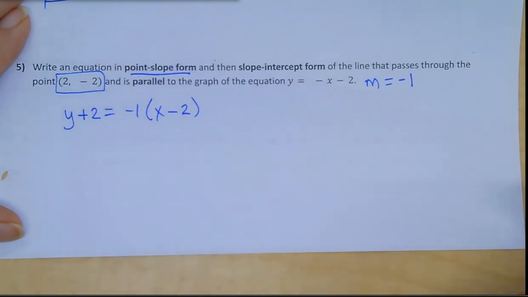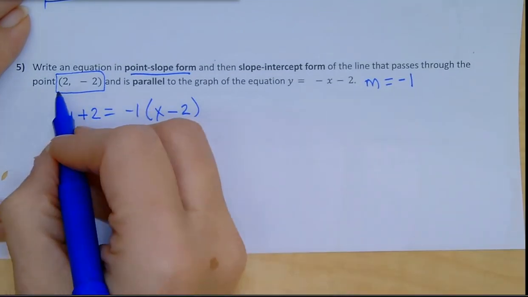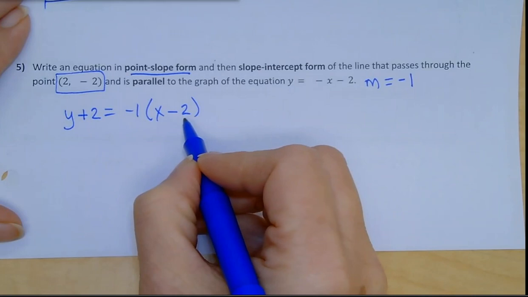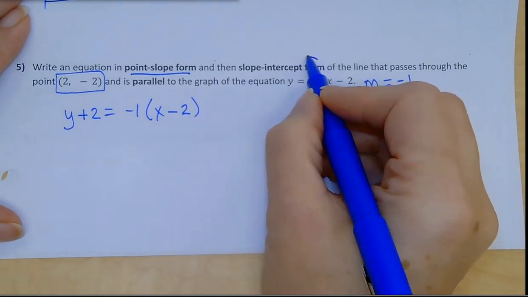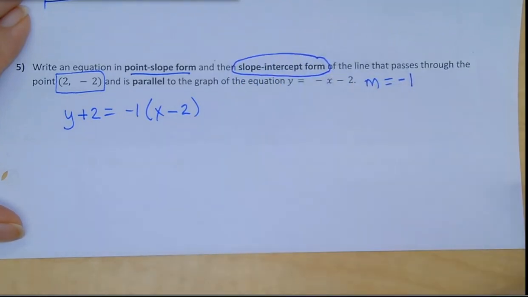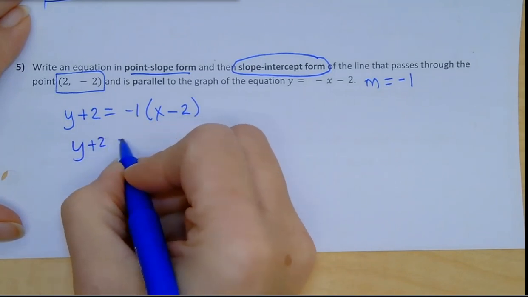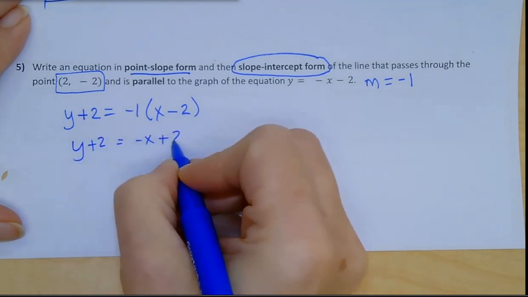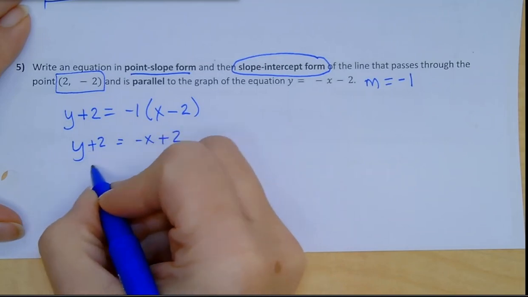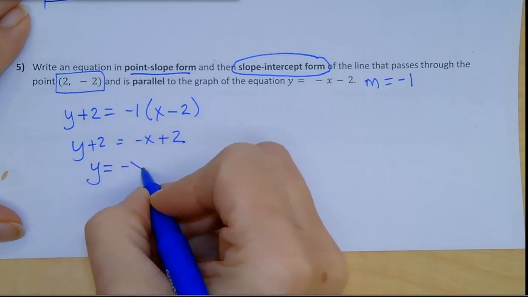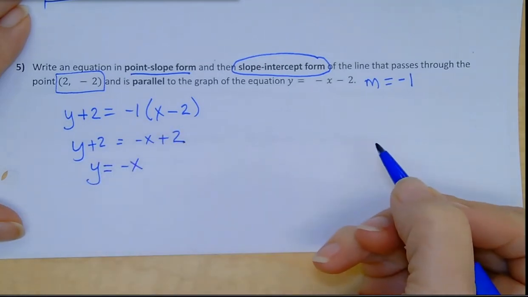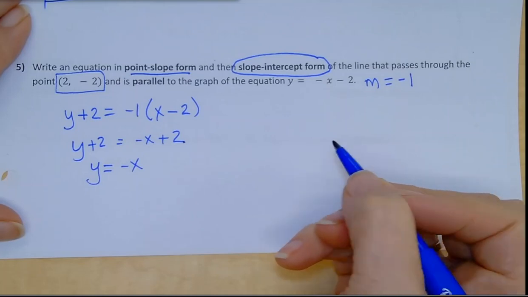This is the equation of my line in point slope form. But they asked me to then write it in slope-intercept form. So now what I'm going to do is rearrange it. All right, so I'm going to say y plus 2 equals negative x plus 2. I'm going to subtract 2 from each side. Y equals negative x plus 0, so I don't need to really write that.